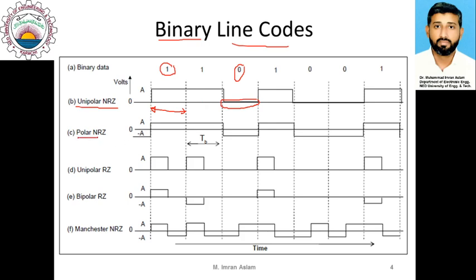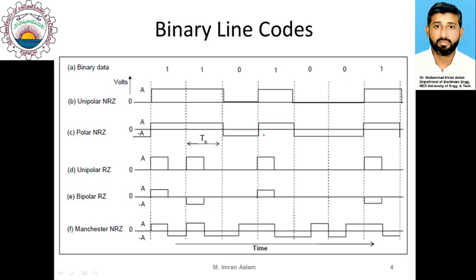Similarly, we use another type of code which is called polar NRZ, where we use two different amplitude levels. Binary 1 is represented by an amplitude level, say for example A, and binary 0 would be represented by the negative pulse with an amplitude minus A. So polar pulse scheme is represented by having positive and negative pulses.